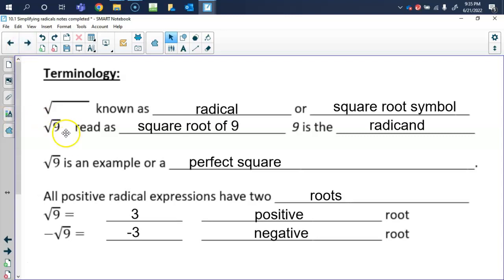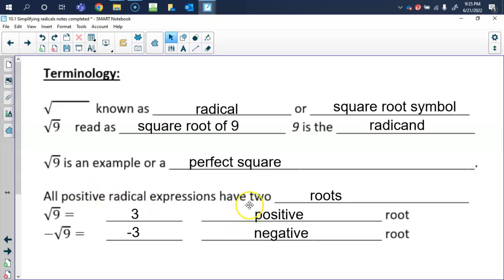This symbol is called a radical symbol or a square root symbol. We say it as the square root of 9. And 9, or the number underneath, is called the radicand. In this case, 9 is a perfect square. 9 is always a perfect square, but I'm just saying this example is a perfect square. And remember, we've got that chart of our perfect squares, and underneath them is that undone.